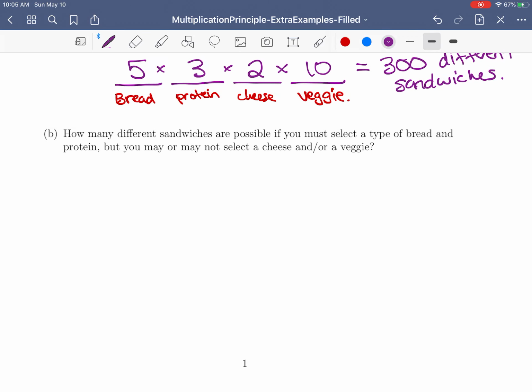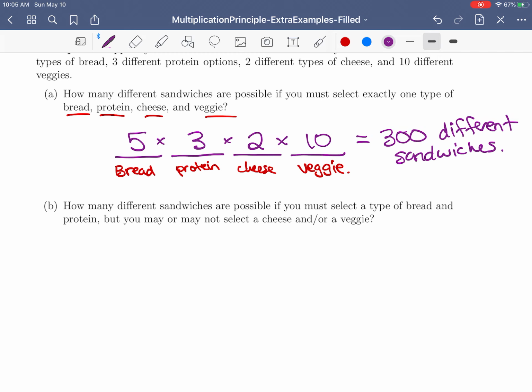So we should expect part B number to be bigger than the part A number, because all of the sandwiches that we made in part A are actually included in part B as different sandwiches that would be allowable here.